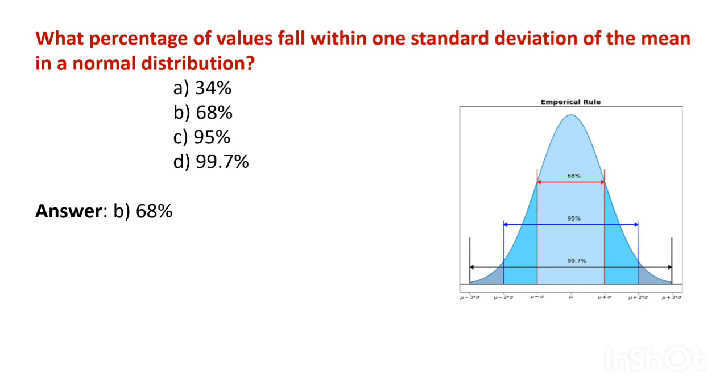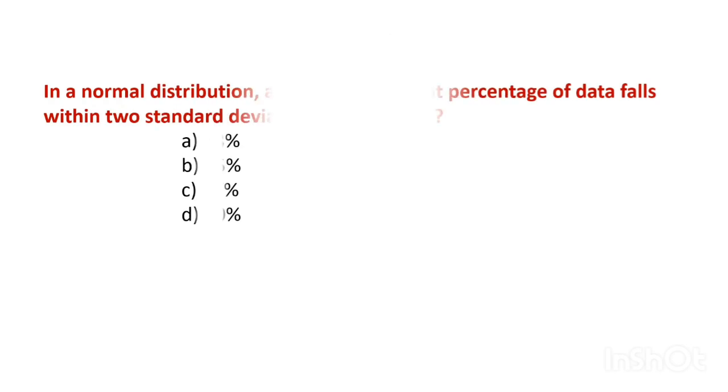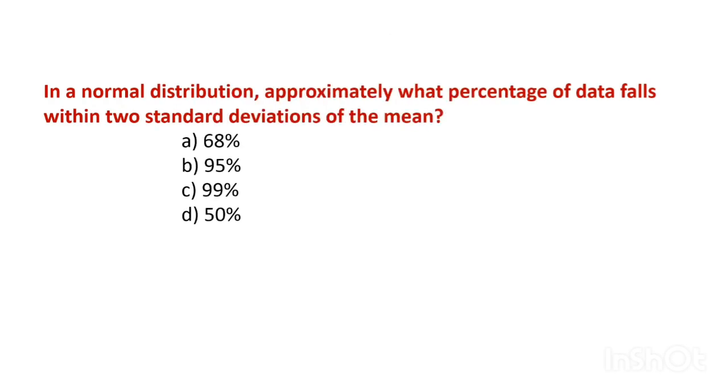Please remember these key points while performing the probabilities of such normal distribution. In a normal distribution, approximately what percentage of data falls within 2 standard deviations of the mean? About 95% of the data in a normal distribution lies within 2 standard deviations of the mean, so the correct answer is option B, 95%.